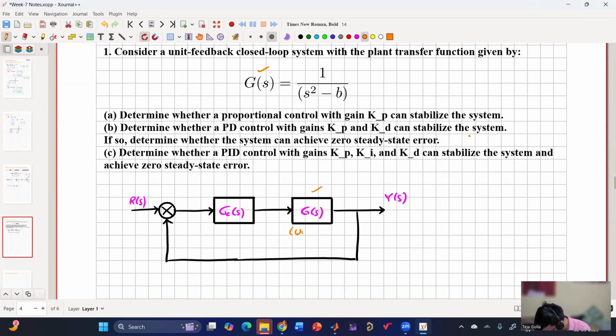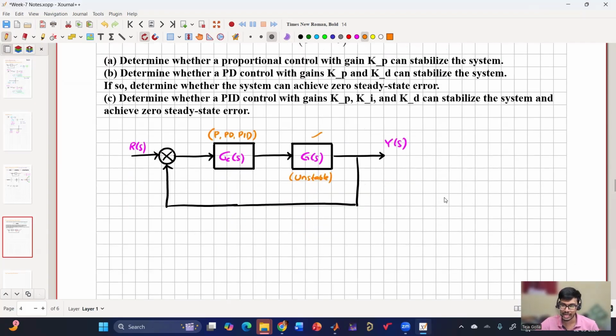And we know that this is unstable based on the poles, because one pole is on the LHP, one pole is on the RHP. So we can say from here, s is equal to plus or minus square root of b, b is some value. So this is unstable because there is one RHP pole. So now I am considering P control, PD control, and PID control. And then I'm asking whether the system can be stabilized, also whether the zero steady state error can be obtained or not. So this is the question.